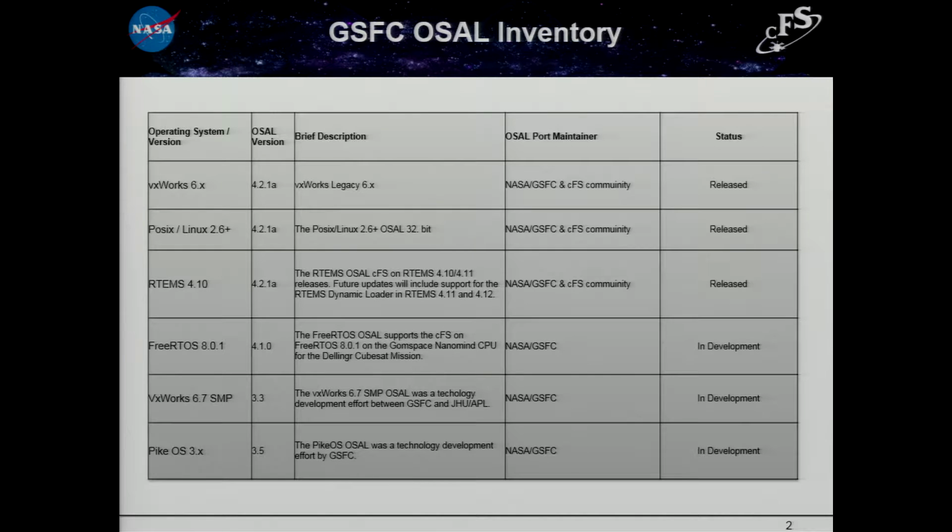But luckily, now that it's getting out there in the community, people are starting to provide support for, say, newer versions of VxWorks and much improved support for Linux. Joe Hickey was on the phone earlier. He's made a lot of improvements, and he has a lot of improvements in the pipeline for the POSIX-like systems.